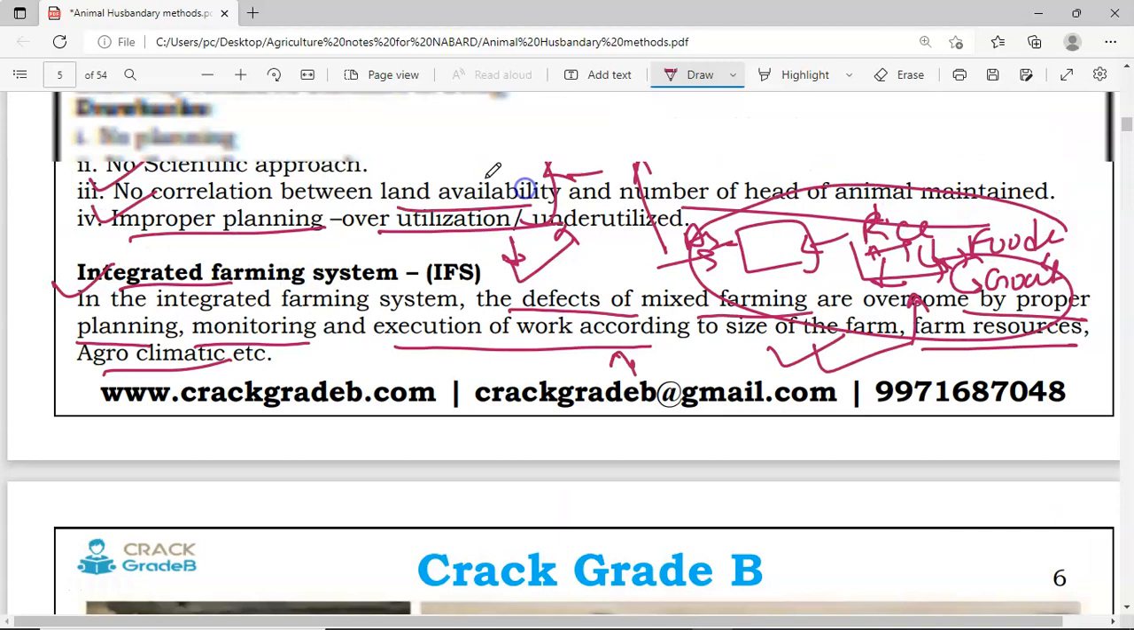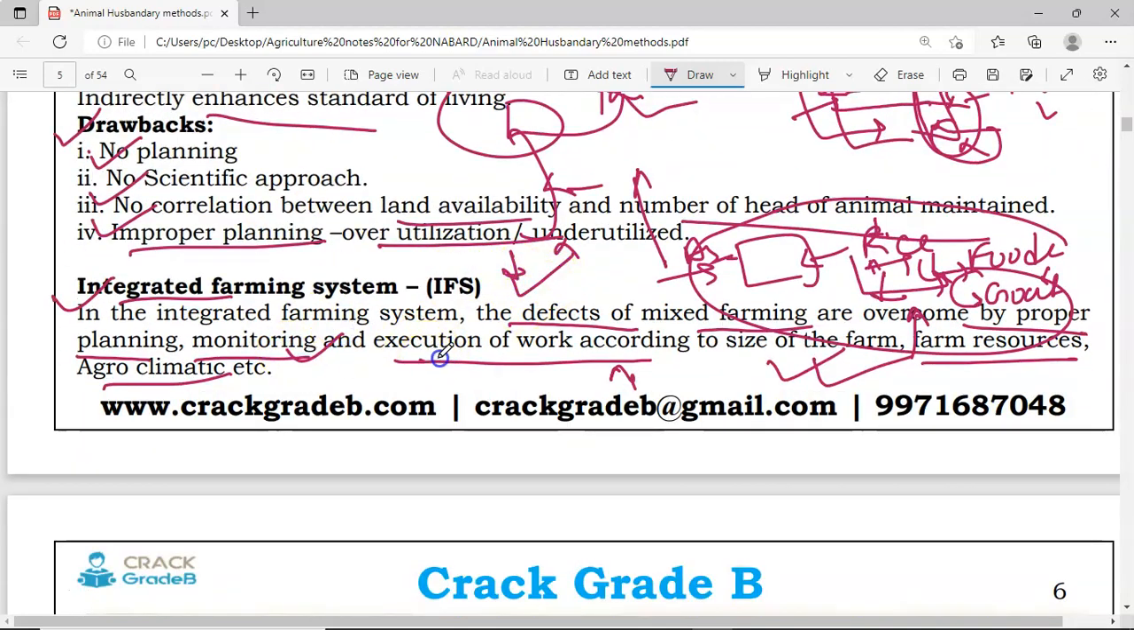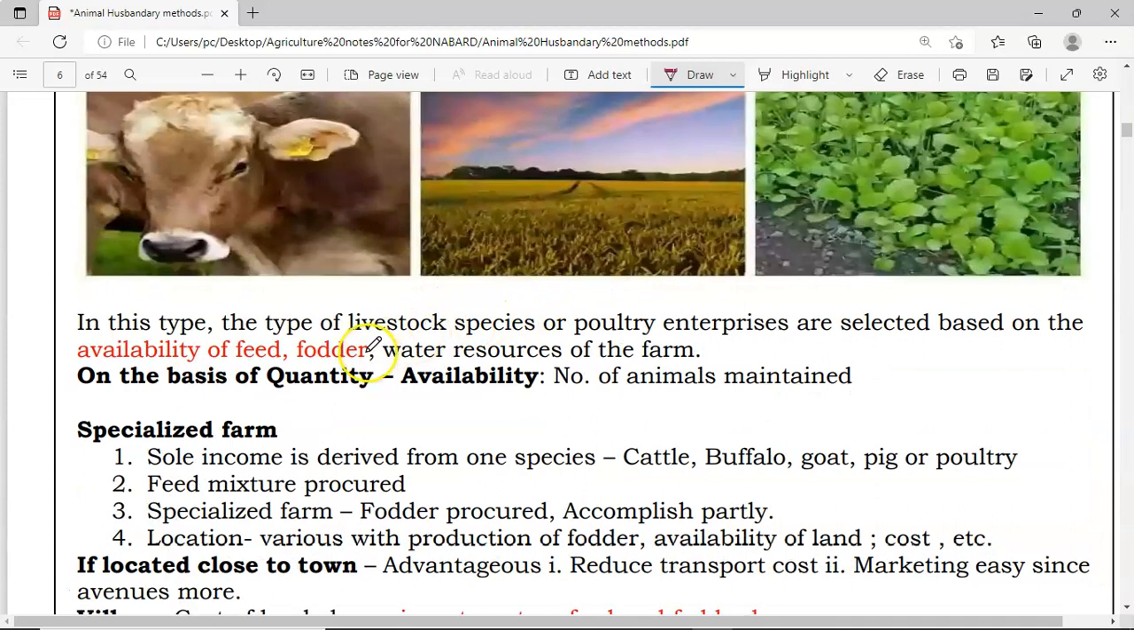So it is a better system as compared to the mixed farming system. Why? Because they are monitoring, executing and planning this system according to the needs. Under this integrated farming system, livestock species or poultry enterprises are selected based on the availability of feed and fodder, which I have told you. For example, wheat. So wheat is suitable for buffalo, we can say.